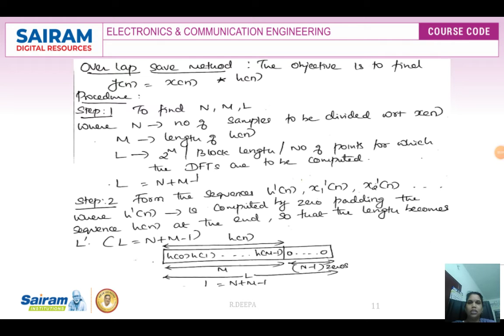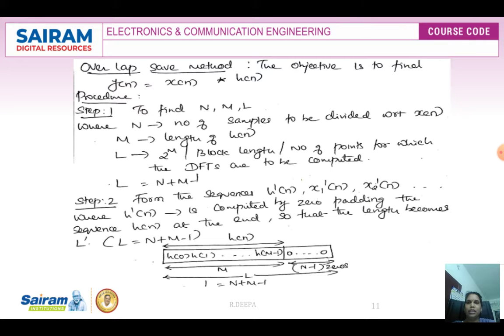Very good morning students. In today's class we are going to learn about the linear filtering method. So the second method I am going to teach is the overlap save method. As I told, its objective is to find the linear convolution between x of n and h of n and name the output as y of n. So what does the procedure say?